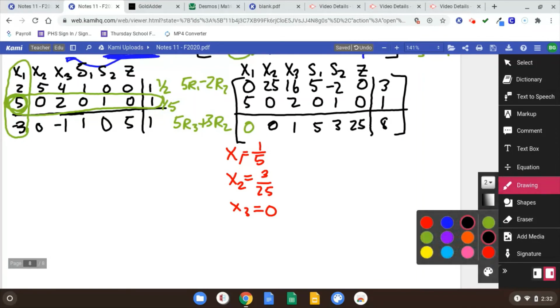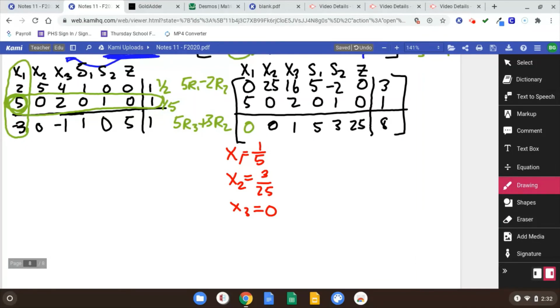Next, look at your slack variables. S1. Now here's something weird, okay? What we've done in the past is when there's extra numbers here, we always say that's 0. But this is different. I'm not really trying to find the slack variables. I'm trying to find this number right here, okay? So you look at this 5, and S1 is going to be 8 over 5. Okay, this is 8 over this 5, like that.